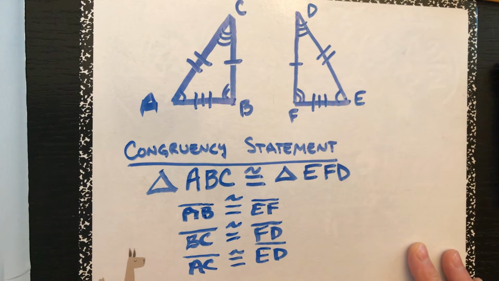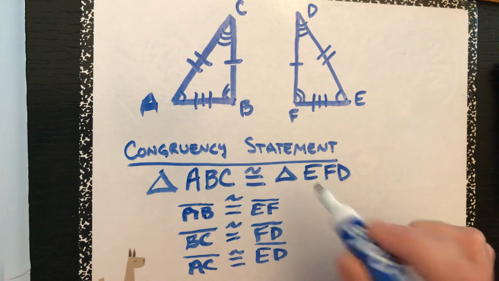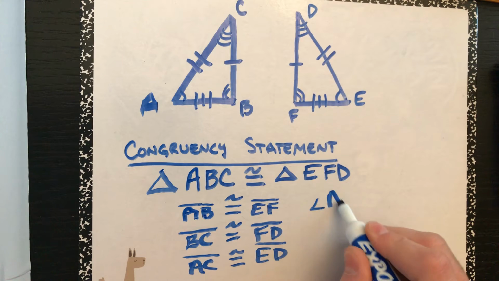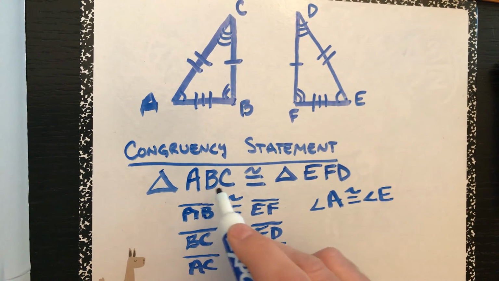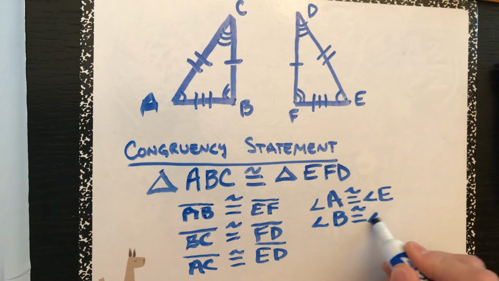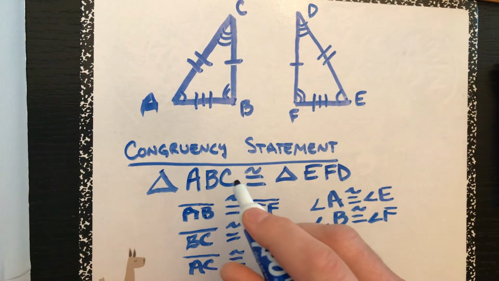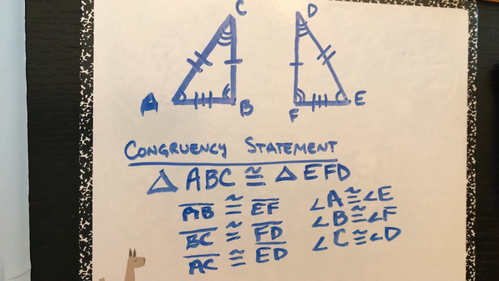And now, when I list my corresponding angles that are congruent, angle A is congruent to angle E. Angle B is congruent to angle F. And angle C is congruent to angle D. So we need to make sure that we list all of our letters in the correct order.